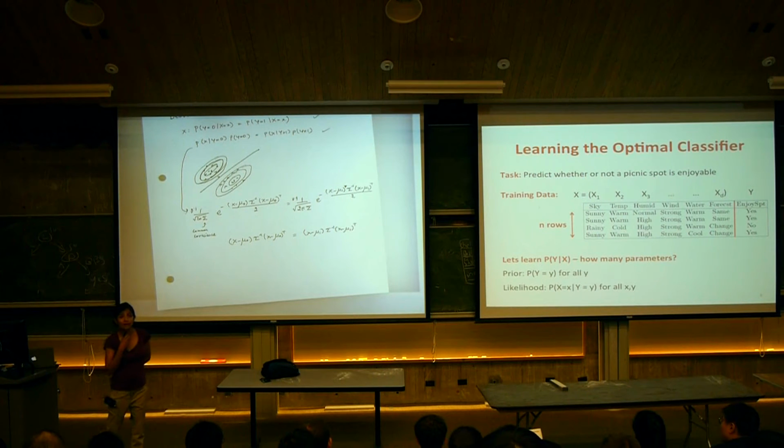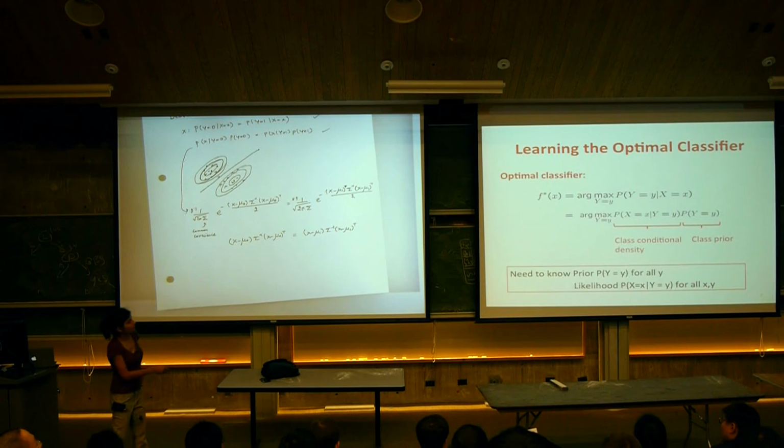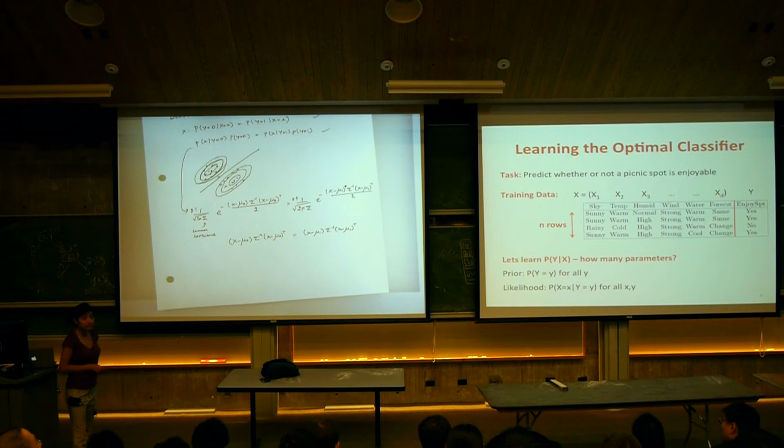So let's start with an example just to get a sense of how many parameters we need to estimate to find our Bayes optimal classifier. Okay, and we'll actually do a discrete case now.